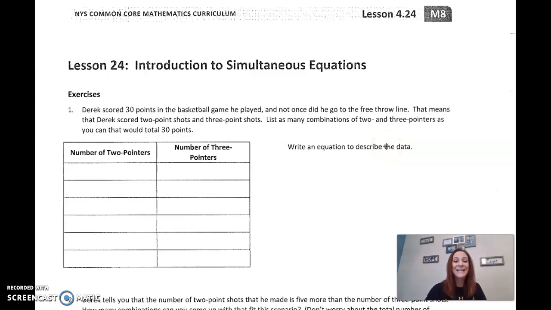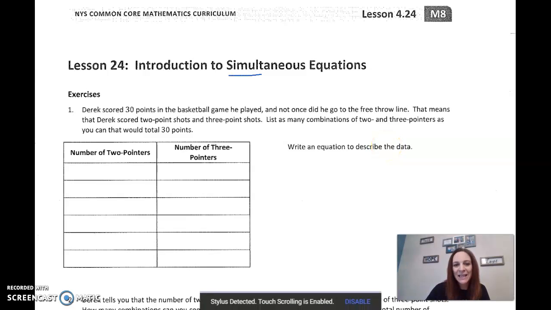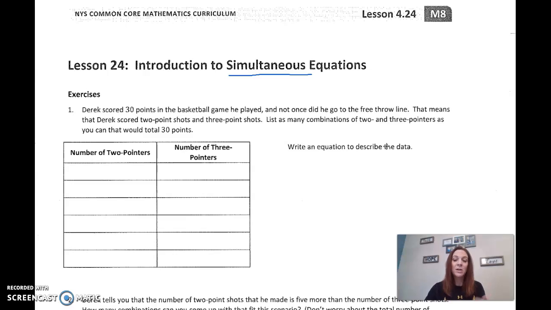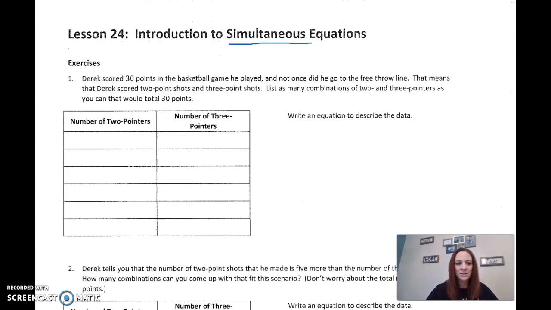Lesson 24 is on Introduction to Simultaneous Equations. Now, when we say something is simultaneous, we say it's occurring at the same time. So what we're going to be getting into now is two or more equations that are occurring at the same time. Okay, so let's just start by writing a couple equations.